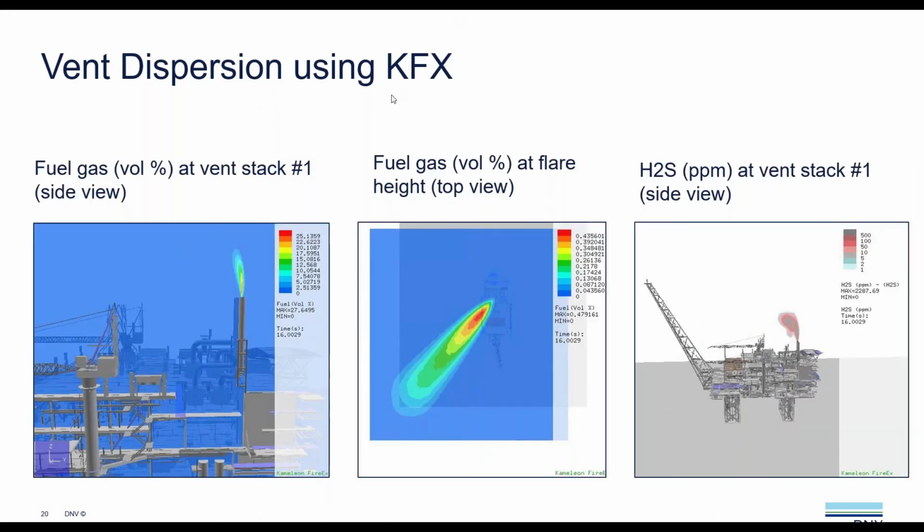On the next slide, these are the other results we can get for dispersion. You'll be able to see the side view concentration of your fuel gas. This is the side view and this is the top view. So you'll be able to see if the flammable concentrations did reach an area of an ignition source. In this case, it didn't, so we are safe for that. And you can also see the effects of a particular toxic component, H2S. That's the side view of the H2S dispersion on the platform.